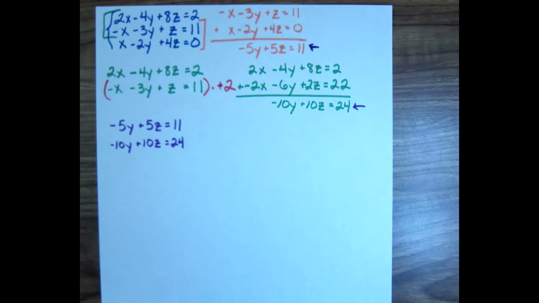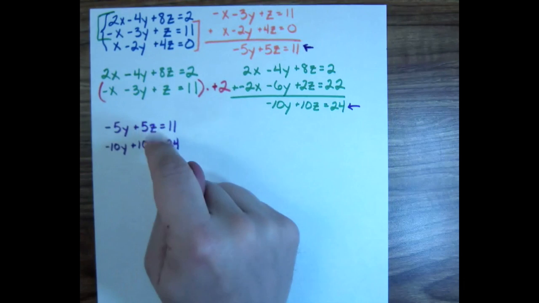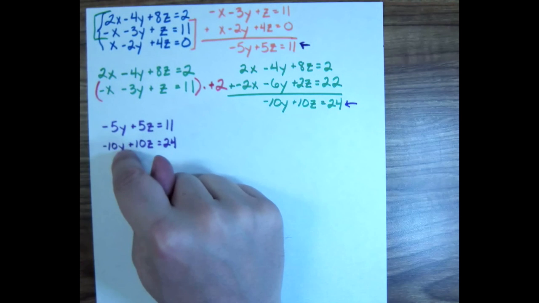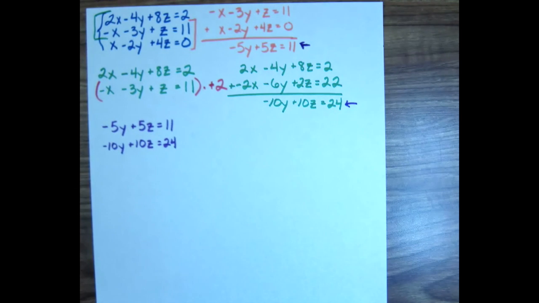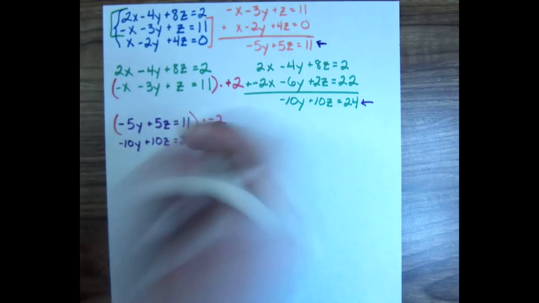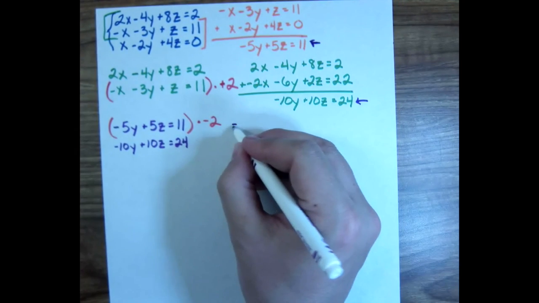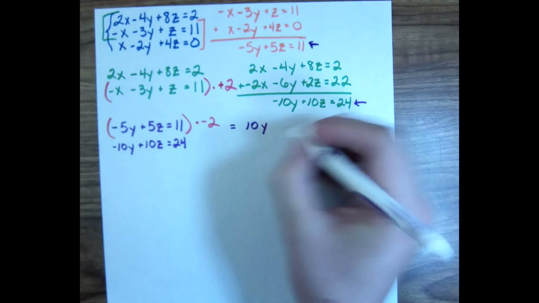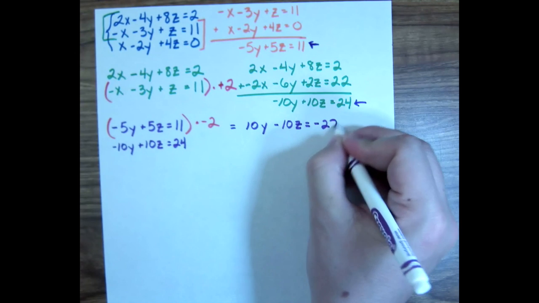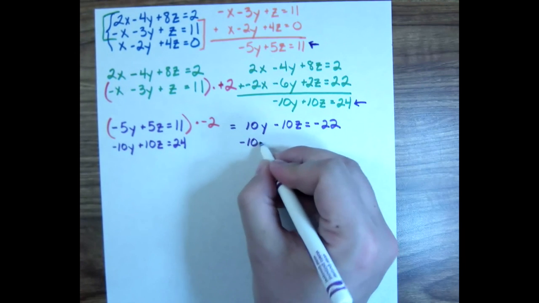If I multiply the top by 2, I don't know that anything would eliminate because this would be a 10y, a negative 10y, and a negative 10y. Maybe instead of a negative and a negative next to the positive. Yeah, so what do I need to multiply by? I need to multiply by negative 2. So let's multiply the top by negative 2. That's going to change all my negatives into positives. So 10y minus 10z equals negative 22. And the bottom stays put. I didn't change anything about the bottom.